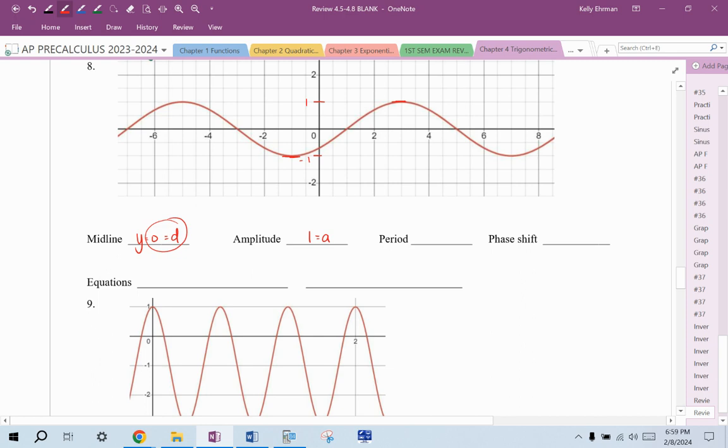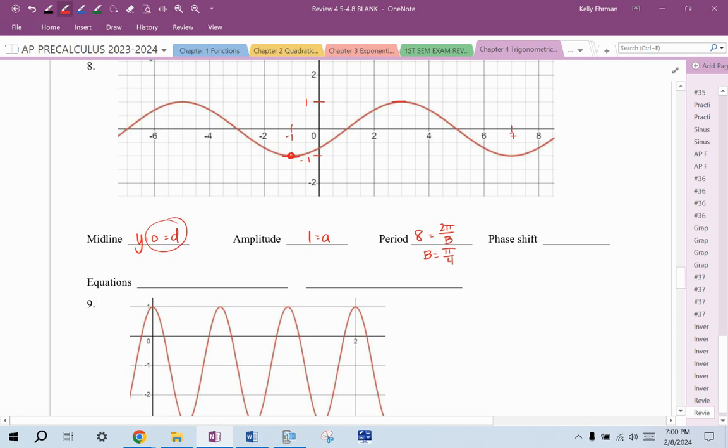The period, let's see, let's just mark off here, from this low point until we get back to a low point again. So from -1 to 7, the period is 8. Set that equal to 2 pi over b and solve for b. So 2 pi divided by 8 is pi over 4.